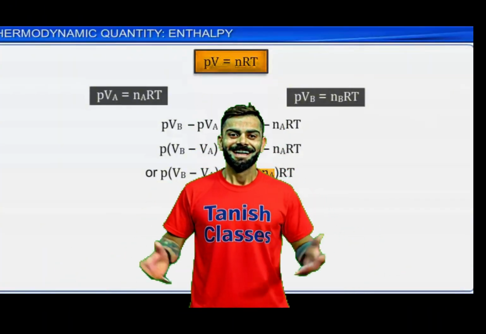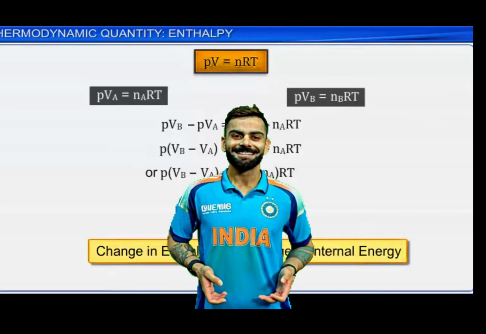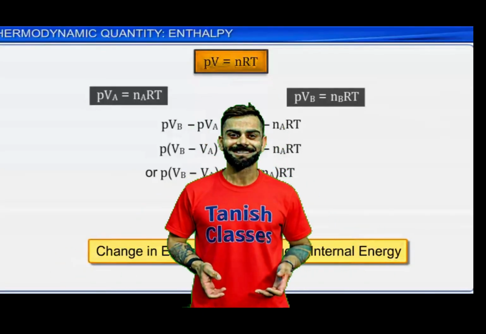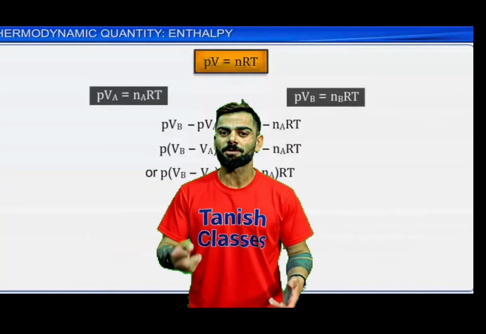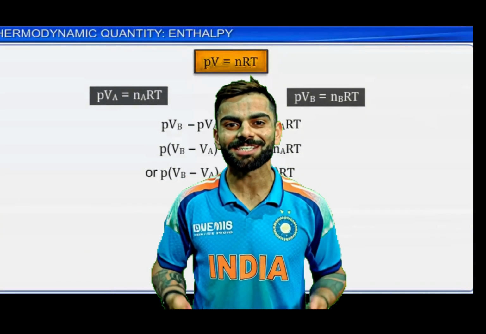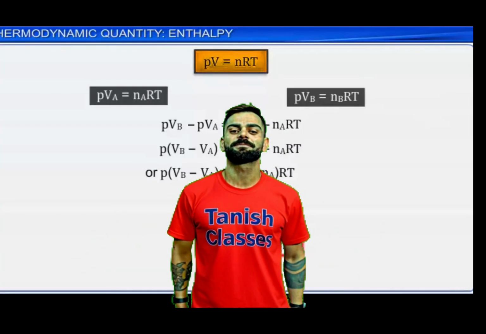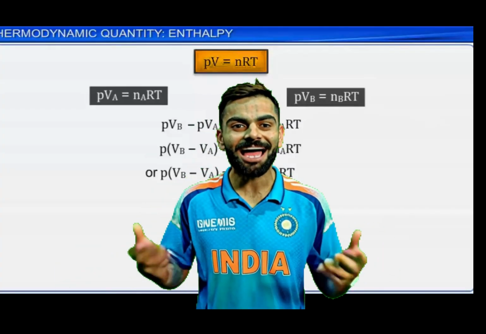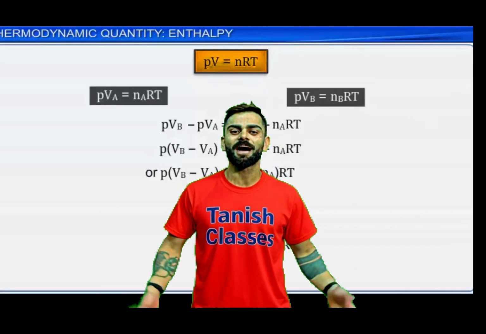We learned that change in enthalpy delta H equals change in internal energy delta U plus the product of pressure P and change in volume delta V. On substituting the values, we get delta H equals delta U plus delta n g RT. This relation helps us in calculating the change in enthalpy from change in internal energy and vice versa.